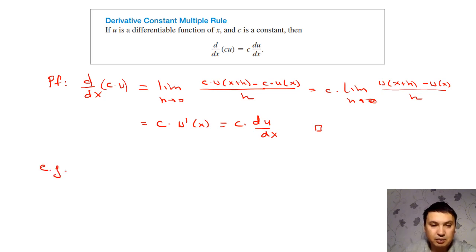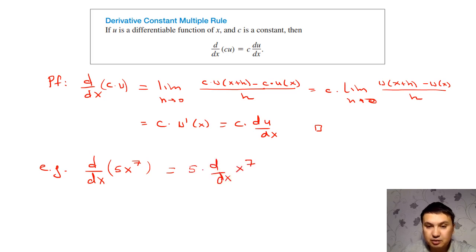Let's give an example. Let's say that we want to take the derivative of 5 times x to the 7, right? Well, by the constant multiple rule, I can take out the 5, so this is nothing but 5 times the derivative of x to the 7, and we know that the derivative of x to the 7 is nothing but 7 times x to the 6, so 5 times 7 is 35 times x to the 6.